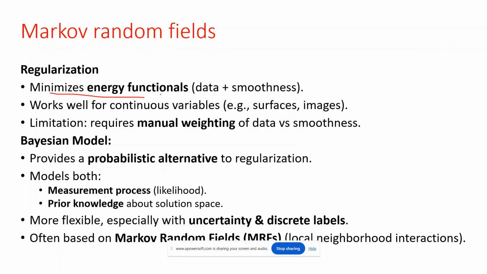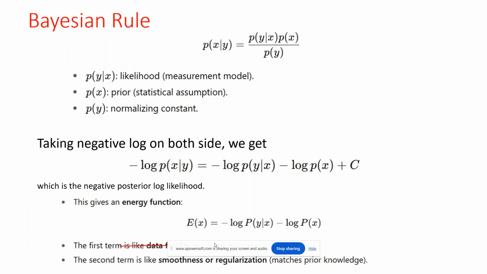Regularization will minimize the energy function that is completely based on data and smoothness. In the Bayesian model, we see the probabilistic alternative. One such method used is Markov random field. So the Bayesian rule, we know the Bayesian theorem.